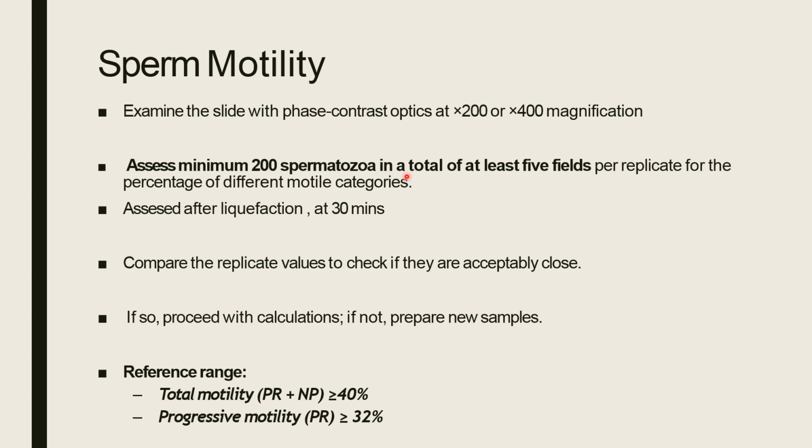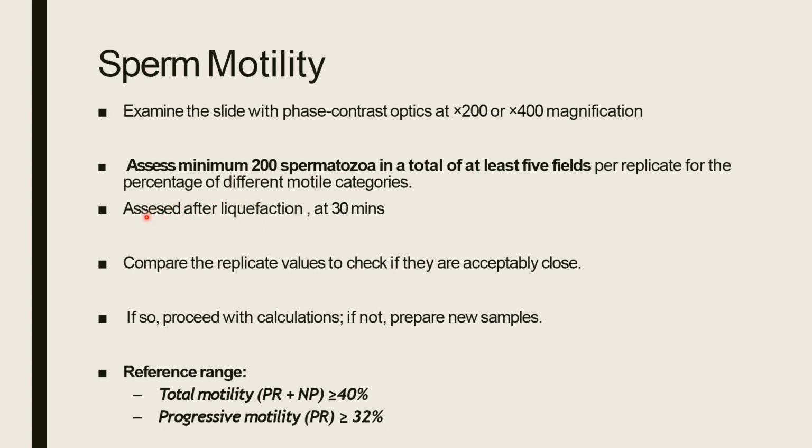So we have to first select at least 5 fields that are the visible areas under the microscope for counting 200 spermatozoa, and we have to take percentages of how many out of these 200 were motile. Then we would calculate how many were progressive motile, how many were total motile, how many were sluggish motile. So we'll see what those are.